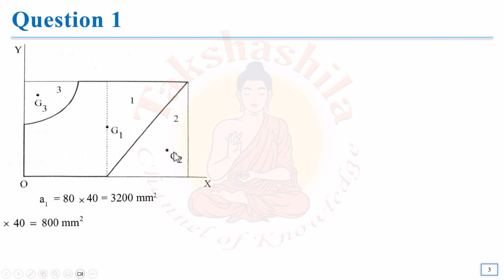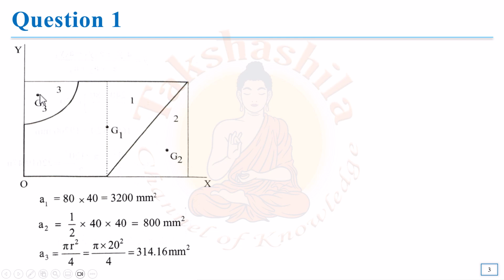Now moving on to the triangle, we know that the area is half into base into height, and for this triangle the base was 40 and the height was also 40, so we will obtain 800 millimeters square. And finally, when we come to this quarter circle, you know that the area of a circle is pi r square, and quarter circle means pi r square by 4, and r was 20 units, so substituting the values, the final result will be pi into 20 square by 4, or 314.16 millimeters square.